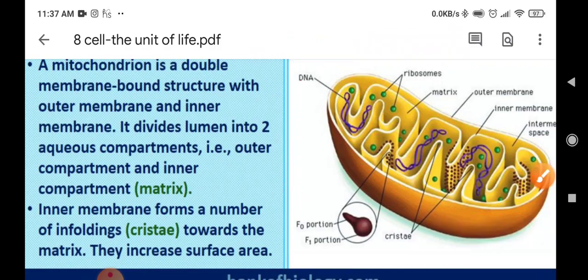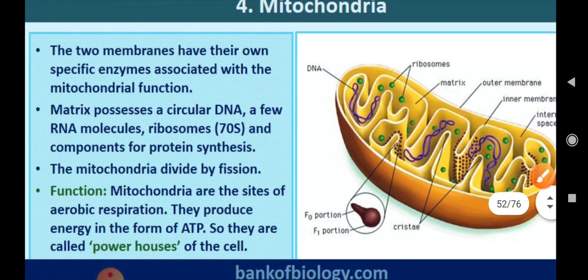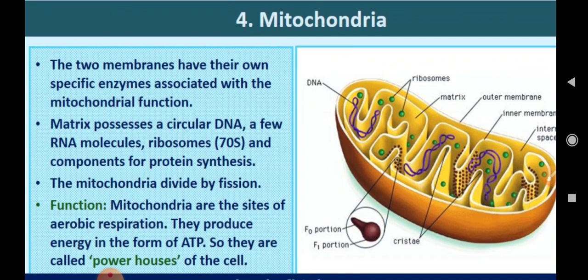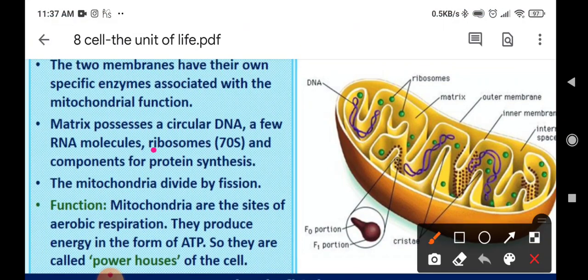Now moving on, you can see that the RNA is found along with DNA, and there are 70S type ribosomes present in it, and you know that the main function of ribosomes is protein synthesis. The division of mitochondria takes place by fission.